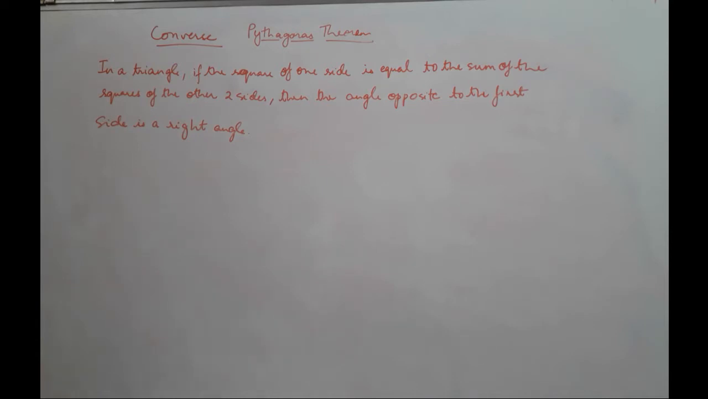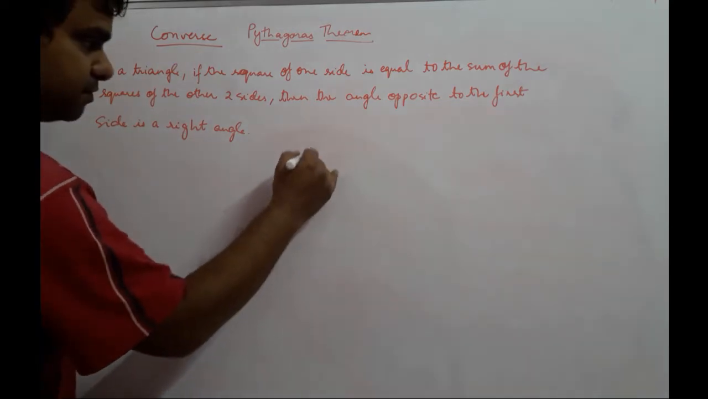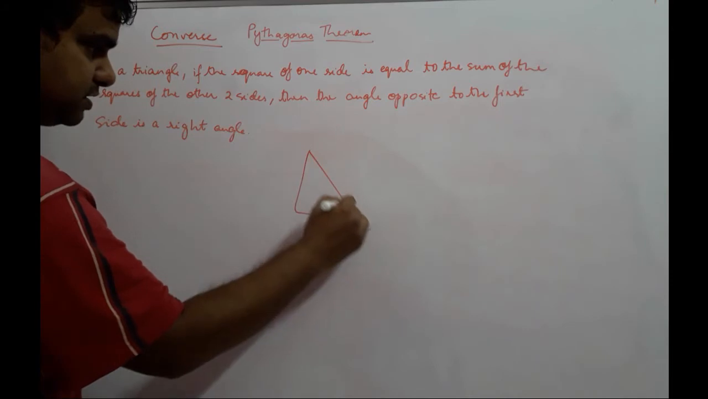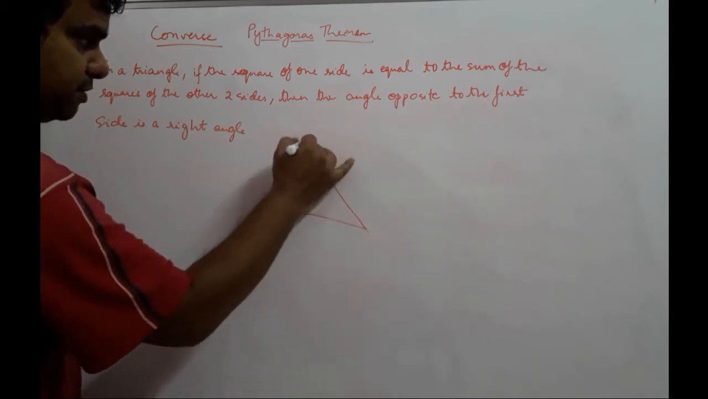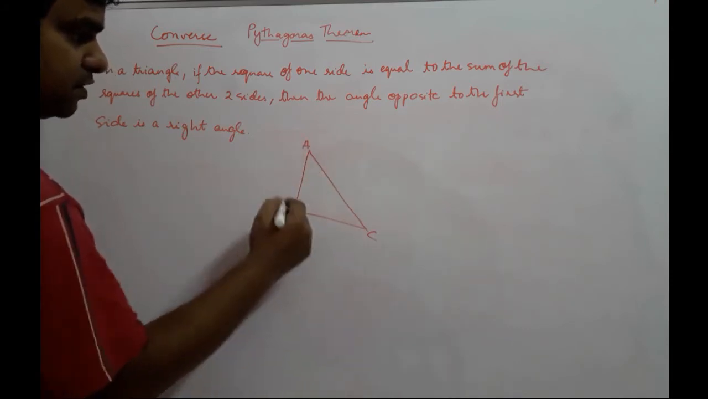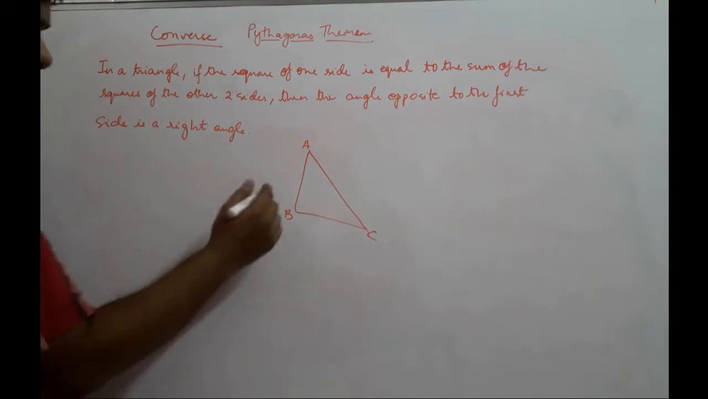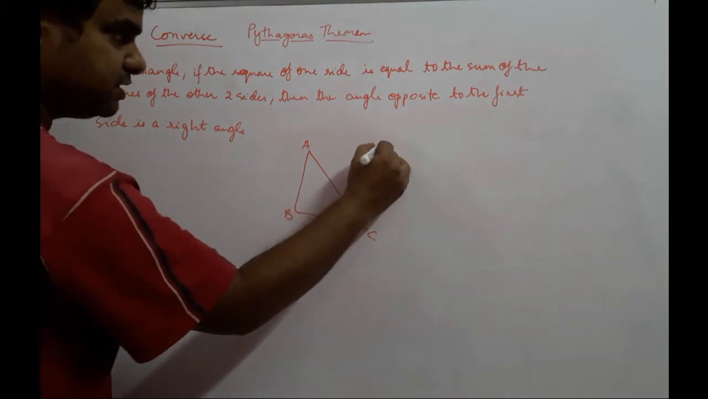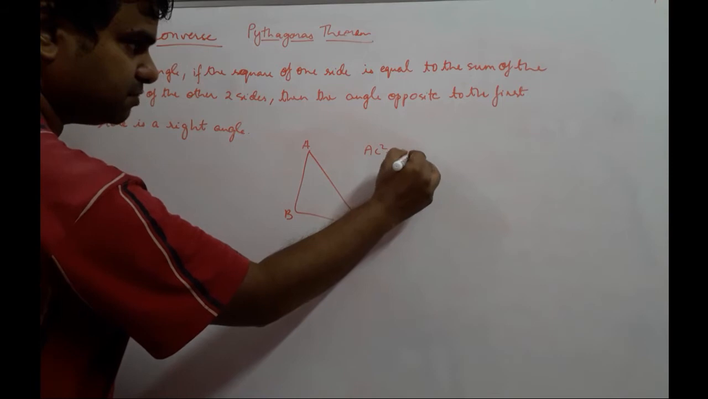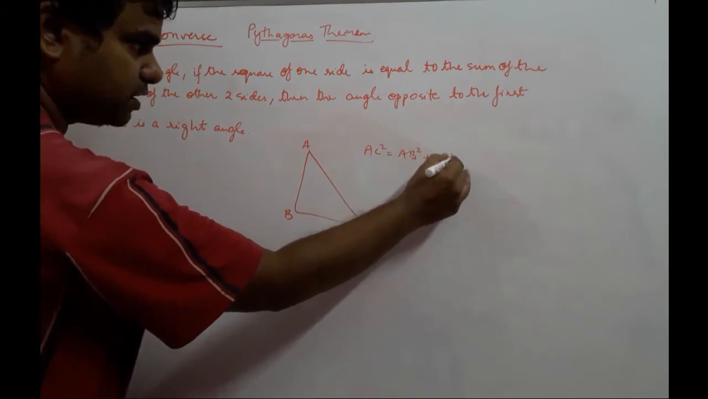What this means is, if you are given a triangle, let's say it is ABC, we are not told that it is a right angle triangle, but what we are given is AC square is equal to AB square plus BC square.